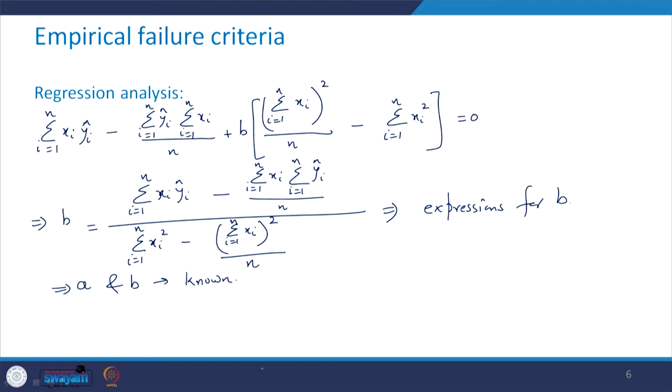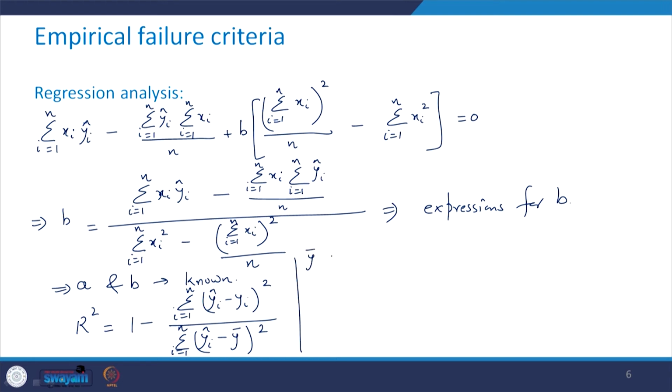Once it is known, I would like to see what exactly is the accuracy of that. For that, I would define an index, that is R square, which is 1 minus summation of i equal to 1 to n (yi cap minus yi) whole square, divided by summation of i equal to 1 to n (yi cap minus y bar) whole square. Now, what is this y bar?